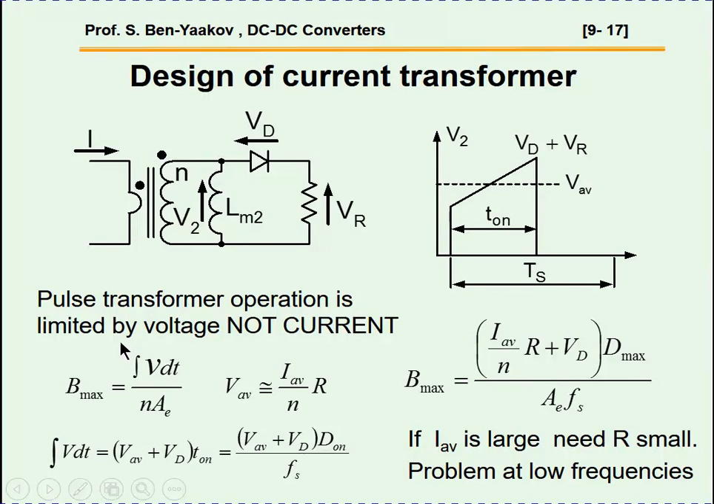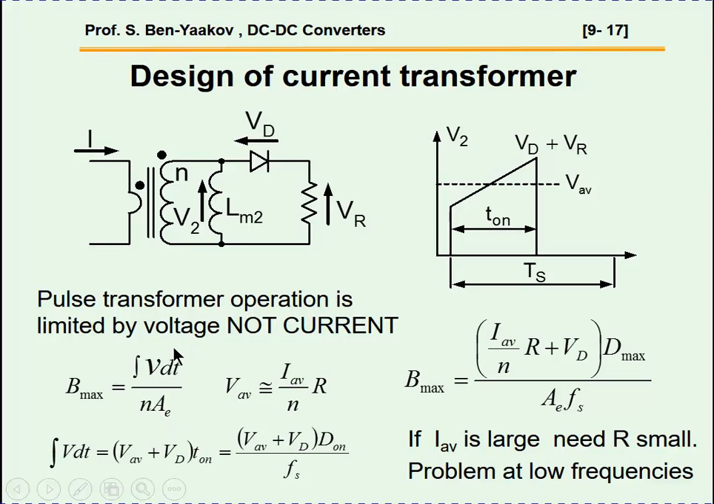Contrary to intuition, the core size is affected not by the current that we are measuring, but rather by the voltage that is developing here. This is because the limiting factor here is Bmax, that is the magnetic flux density, and the maximum value that you'd allow. This is usually, in this case, going to be pretty close to saturation. So the magnetic flux density is a function of the volt-seconds, this is the integral of volts over time, divided by the number of turns and Ae, which is the cross-section area of the core.